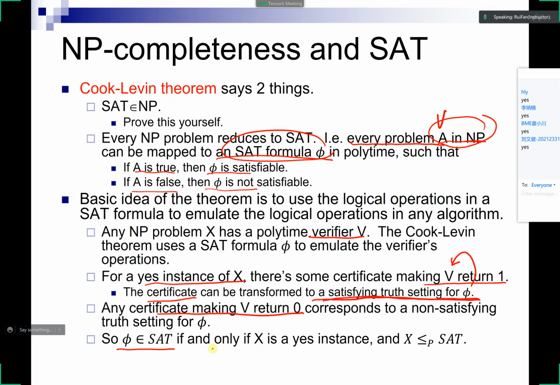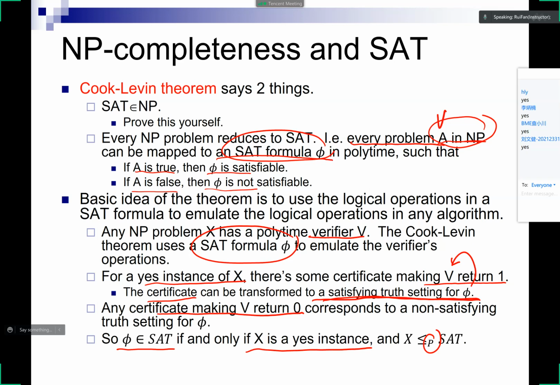In other words, phi is satisfiable if and only if X is a yes instance, and so therefore X reduces to SAT. And furthermore, this entire construction, this phi formula, can be constructed in polynomial time. So this is a polynomial time reduction. That's the basic idea for how you show that any NP problem can be reduced to SAT. Any questions about this?